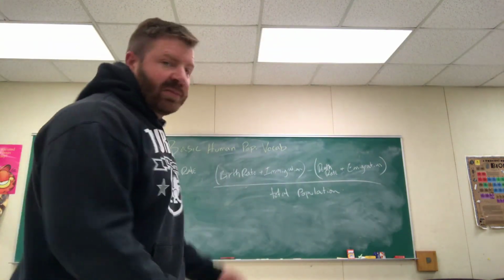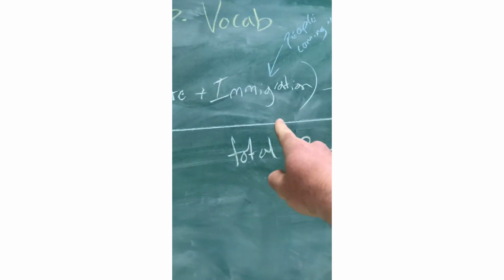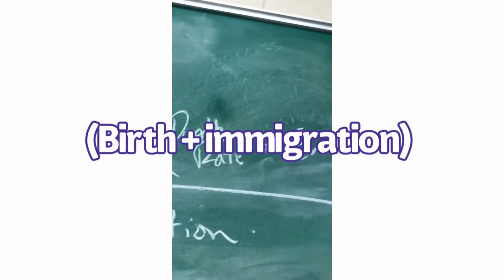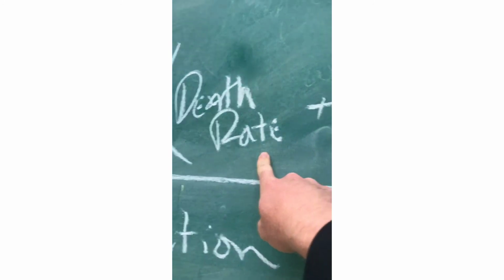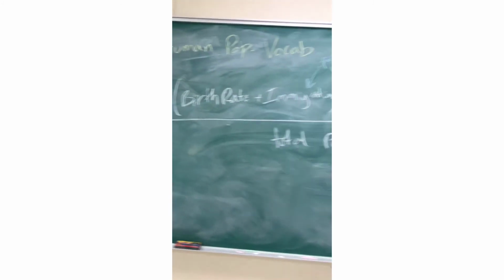Okay, so that's how we get a growth rate. Now there's a few recap. Let's go over this. That's people coming in. These are the ins. This is how you add to the population. Birth, immigration. This is how people go out. These are the outs. Death rate, that's pretty obvious. Emigration, that's people leaving. Okay, and there's your total population, and that's how you figure it out.